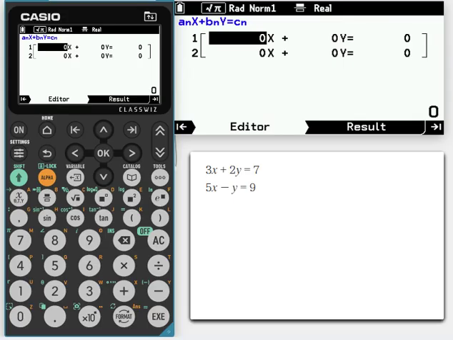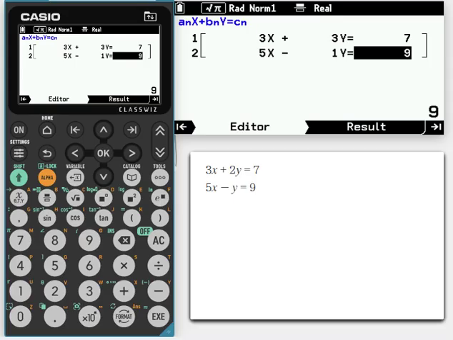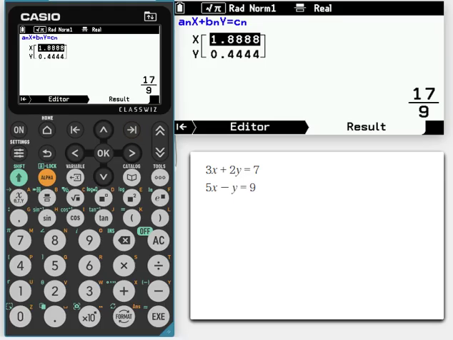All we need to do is to enter the coefficients. So 3, EXE, 2 and 7, 5 and -1, and finally 9. And by pressing this arrow we go to the result and it shows us the answers.